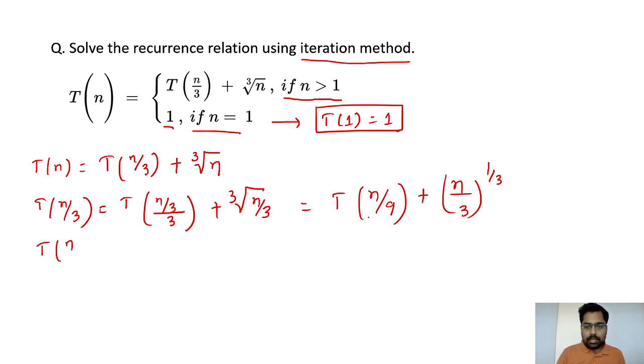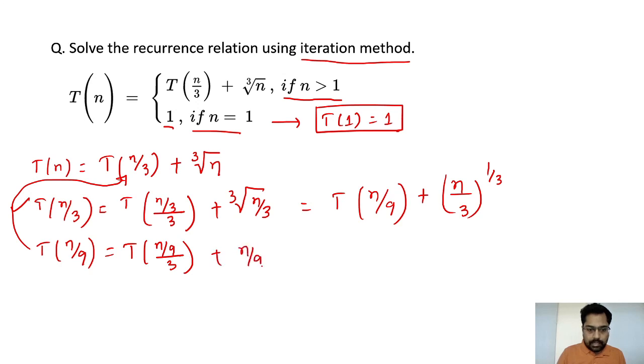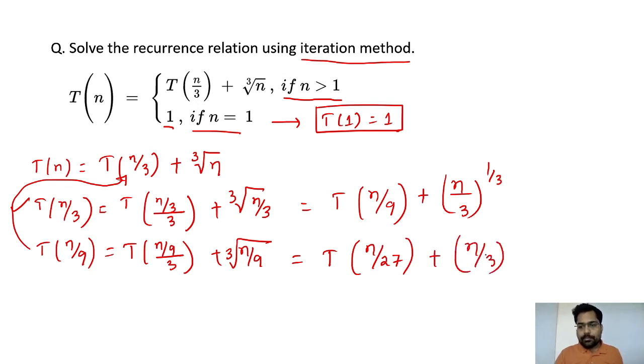Now T(n/9) is unknown for us when we are finding T(n/3). So find T(n/9) by placing n/9 in place of n. So n/9 divided by 3 plus (n/9) cube root. If you simplify that, it's n/27, because 9 times 3 is 27. Next, (n/9) to the power 1/3, because it's the cube root.